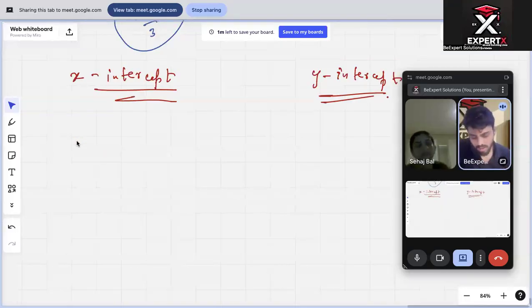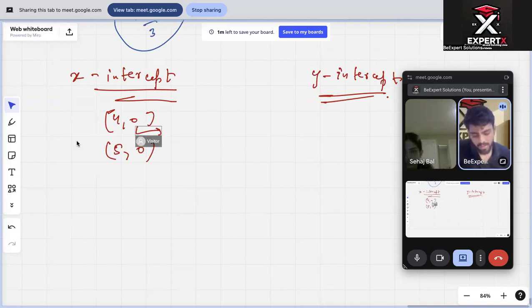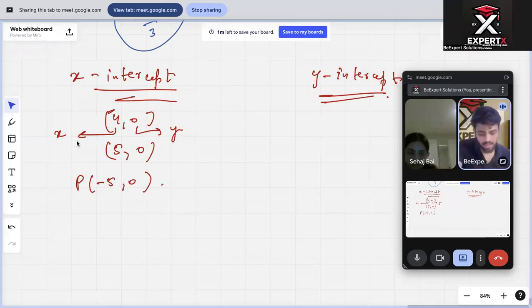The x-intercept is a specific point on a graph where y equals 0, so the y coordinate is 0. For example, (4, 0), (5, 0). This one is the y coordinate and this is your x coordinate. In this case, y becomes 0 and x is 4, which is why it's called the x-intercept. Similarly, for the point (-5, 0), the x-intercept will be -5, but y is obviously 0 here.